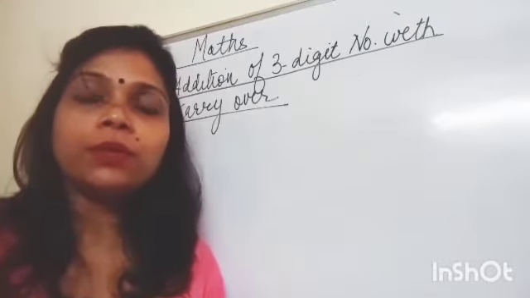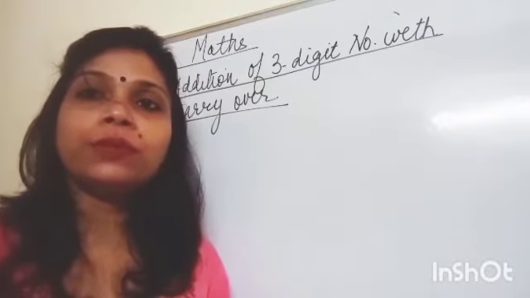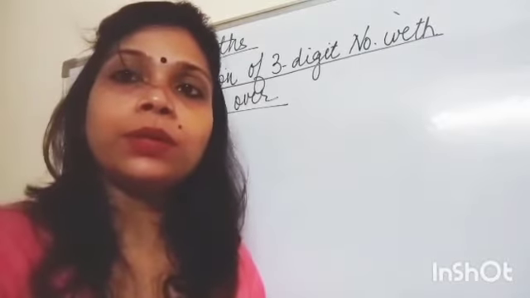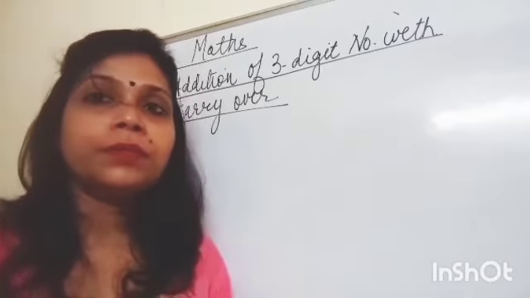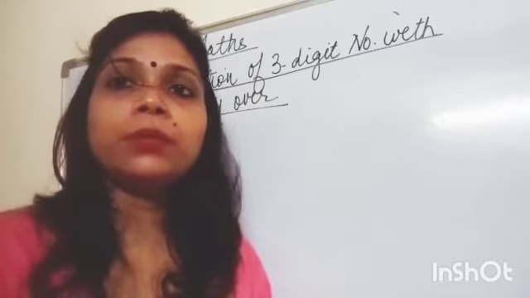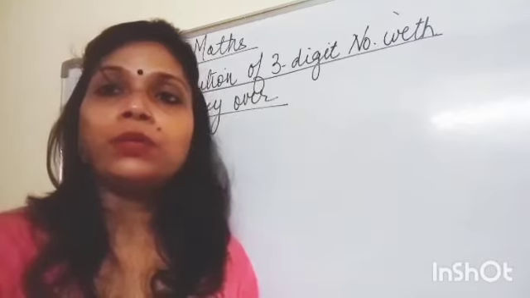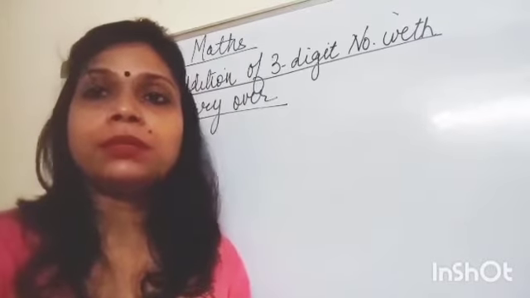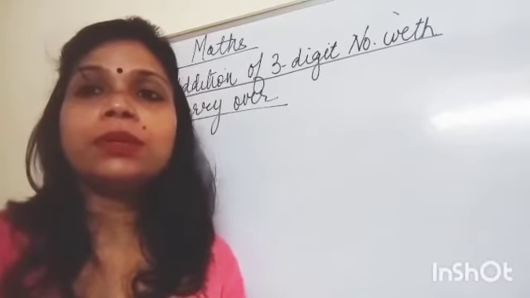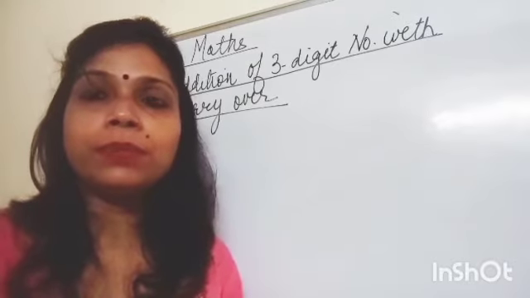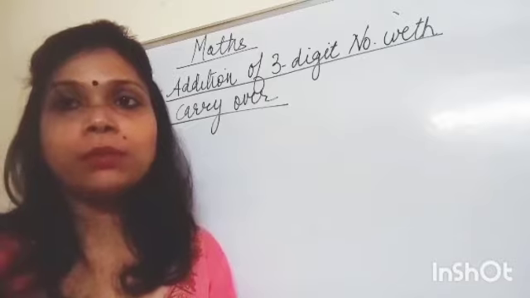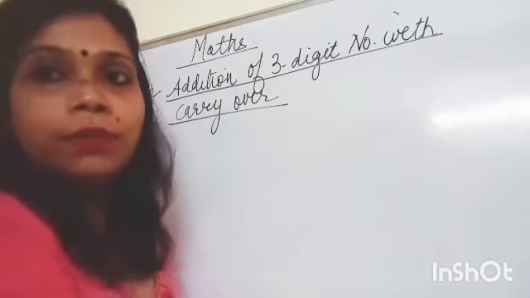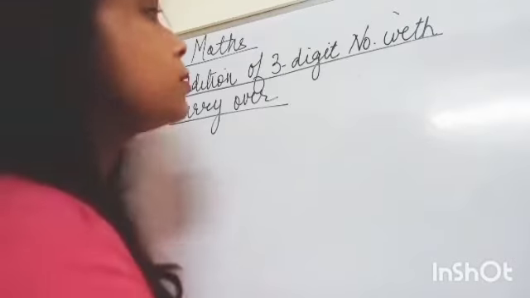So today we are going to start the topic addition of 3-digit numbers with the carryover. As in the previous video, students, you have done the addition of 3-digit numbers with the carryover. So today we will do some examples. We will revise the chapter and do some examples so that the topic becomes easier for you. So let us take one example and find how to solve it.